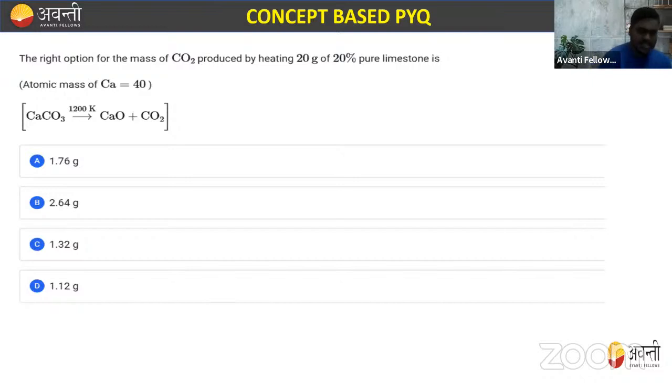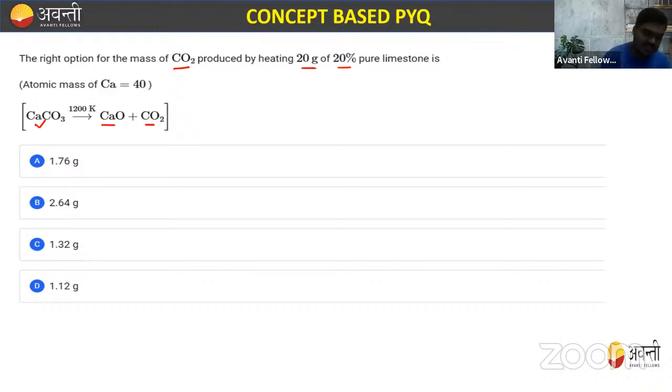Now the next question is the right option for the mass of CO2 produced by heating 20 gram of 20% pure limestone is. So you have to find out the correct option for the mass of CO2 produced by heating 20 gram of 20% pure limestone. So this is the limestone, that is CaCO3. This will produce CaO and CO2. So you have to calculate the mass of CO2 produced by heating 20 gram of 20% pure limestone, right?